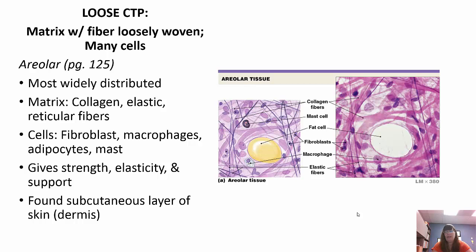And this is actually found in the dermis of the skin. So the top layer of your skin is your epidermis. The next layer is your dermis, and that's partially made up of areolar tissue.